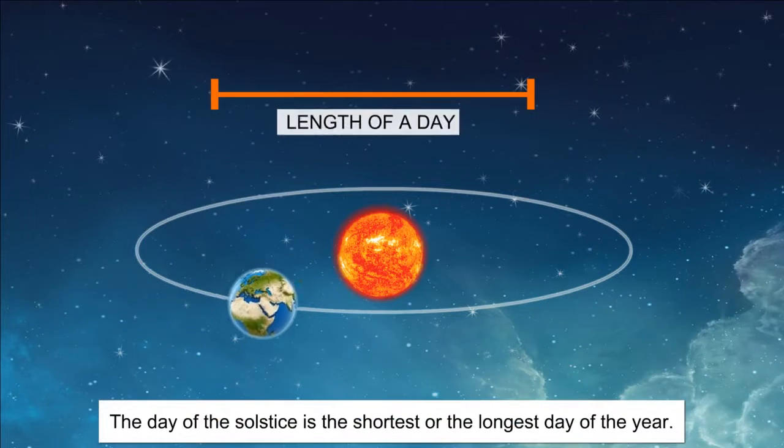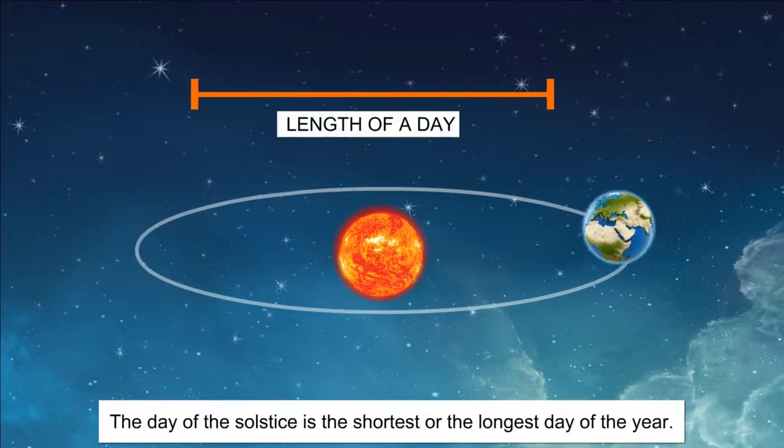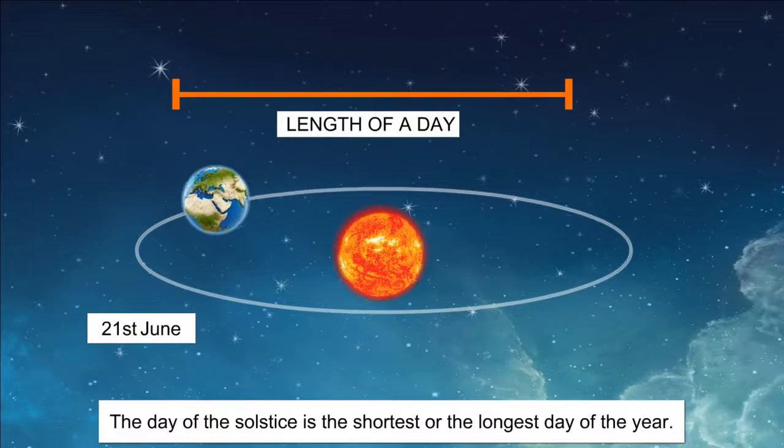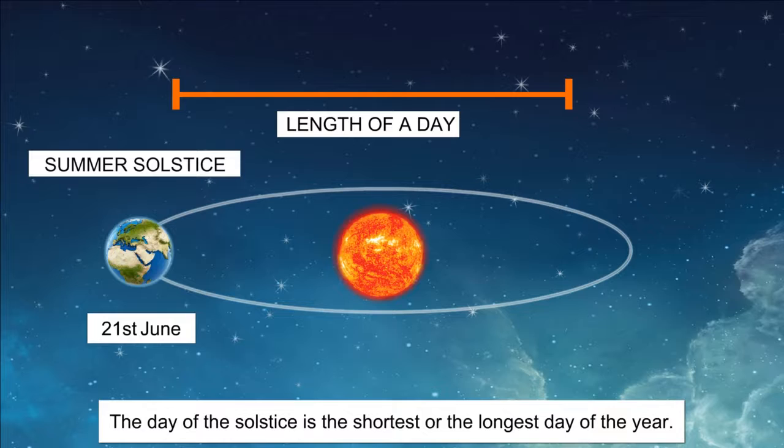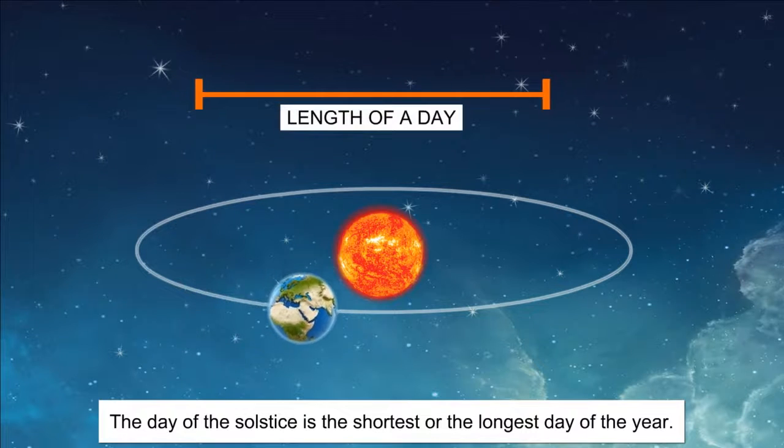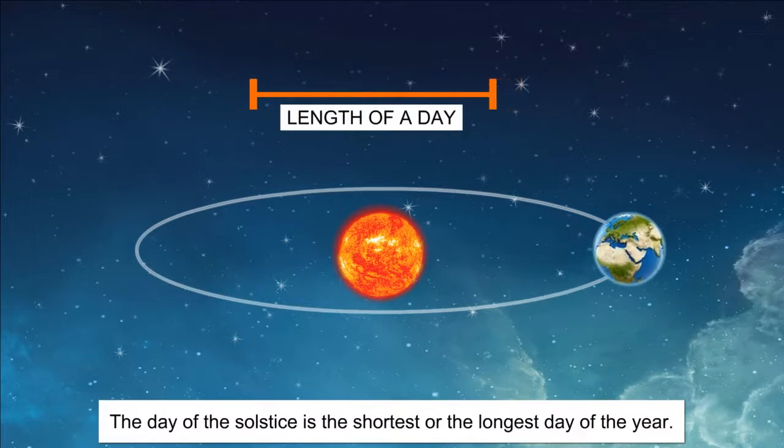In summer, the days continue to extend until 21st June in the Northern Hemisphere. 21st June is the longest day of the year in the Northern Hemisphere. It is known as the summer solstice. The term solstice means when the sun stands still. The length of the day slowly starts to decrease after the summer solstice.